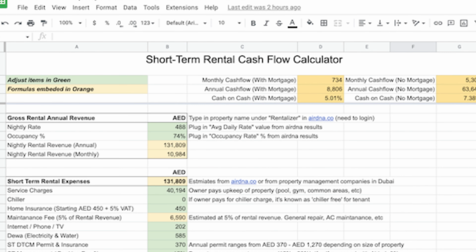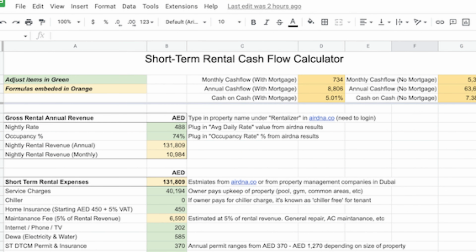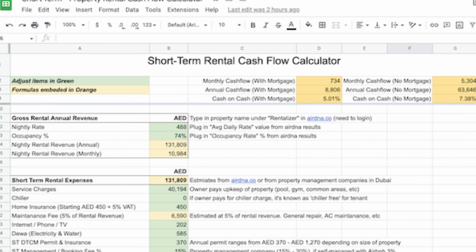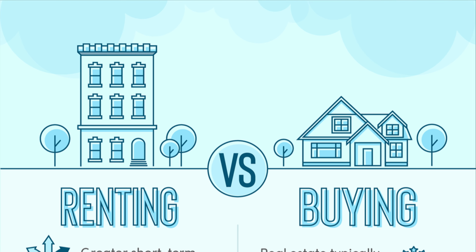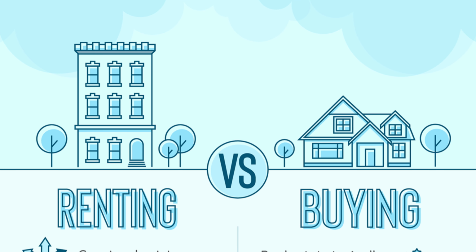In short, renting involves a mix of upfront, ongoing, and hidden costs. Understanding these categories helps you plan your budget more accurately and decide whether renting is the right financial choice for you.